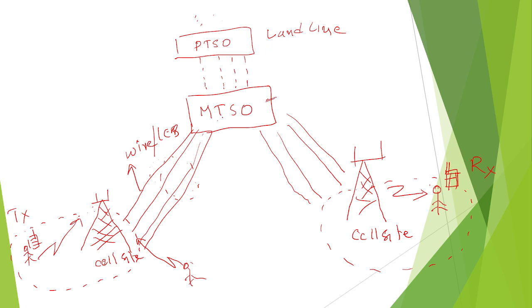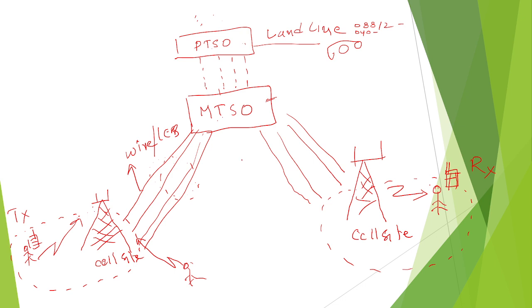Then the MTSO goes to the public telephone switching office, then the public telephone switching office goes to the nearest landline number, for example 040 or 08. The landline address will be found by the PTSO, public telephone switching office, and from the switching office to the receiver, the call will be connected. Like this, the call process goes on in a basic cellular system.